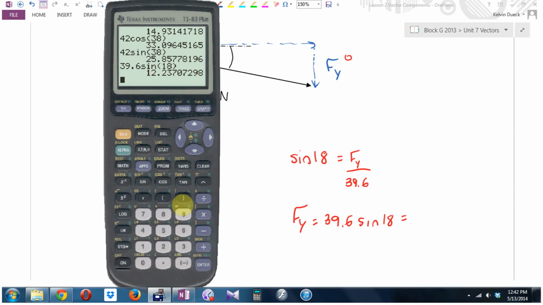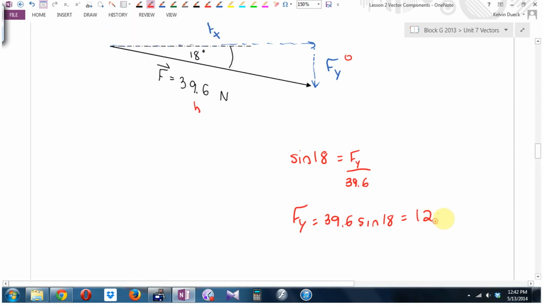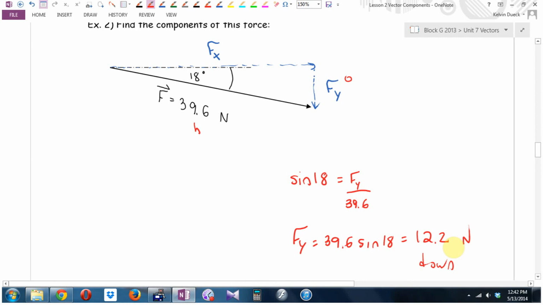12.2 newtons. You could call it negative if you wanted to call it downwards, or you could say south or down. But anyways, I got the magnitude. Let's find the horizontal component, Fx.